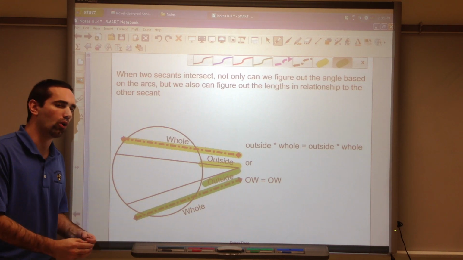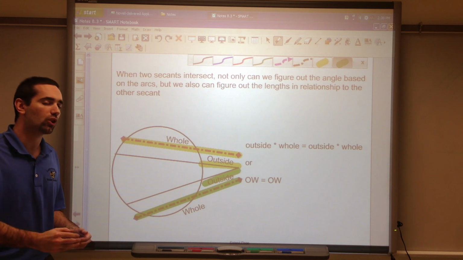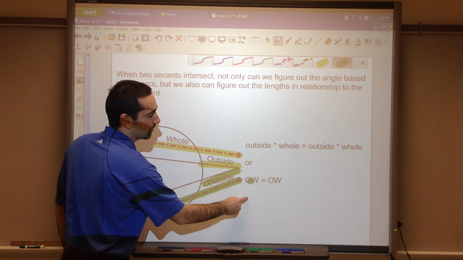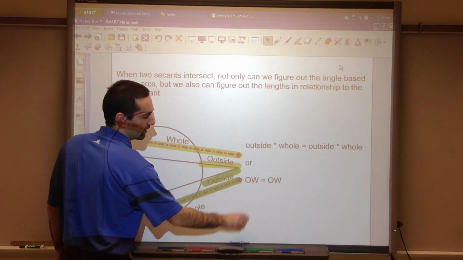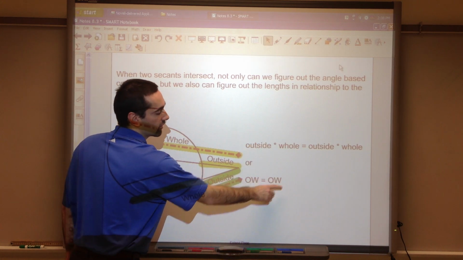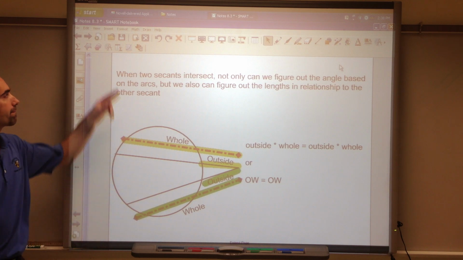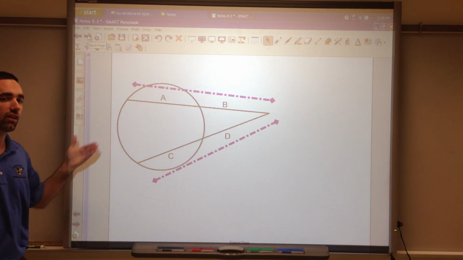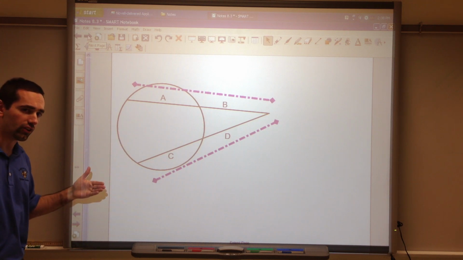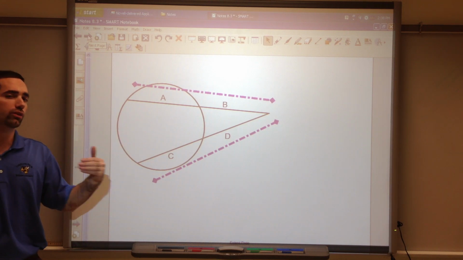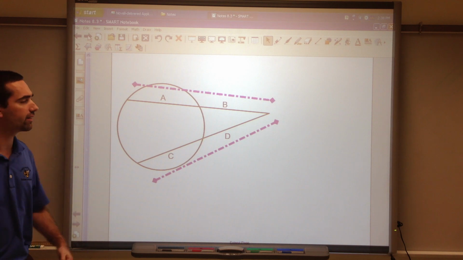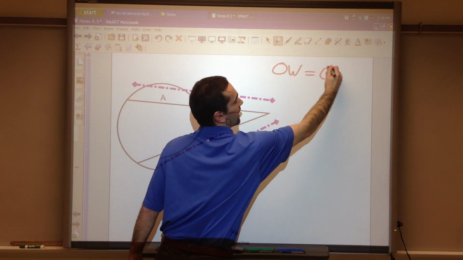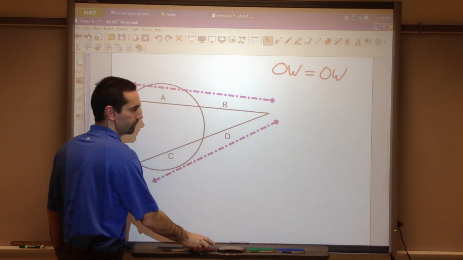So outside times whole equals outside times whole. Or some people like to call it OW, outside whole, outside whole. So let's look at an example. Here, I have just letters. We're going to work through the process so we can see what it looks like. So again, it's outside times whole equals outside times whole.